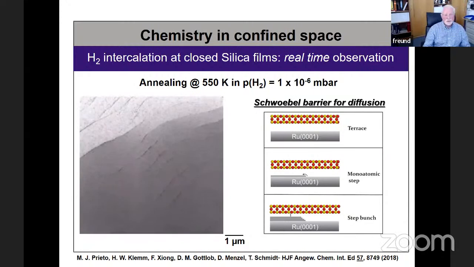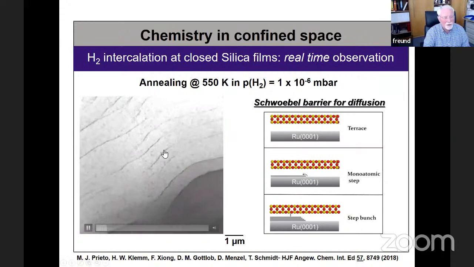These darker lines are actually step bunches across the single crystal.